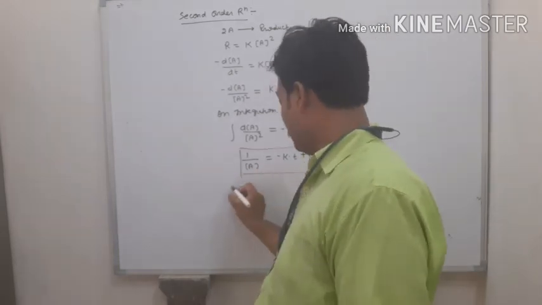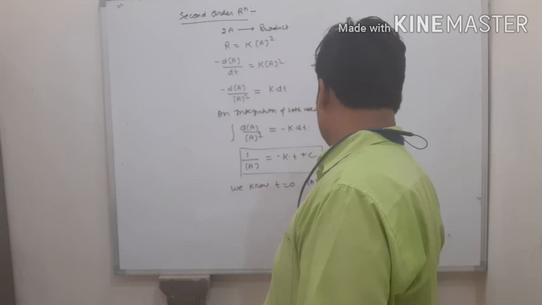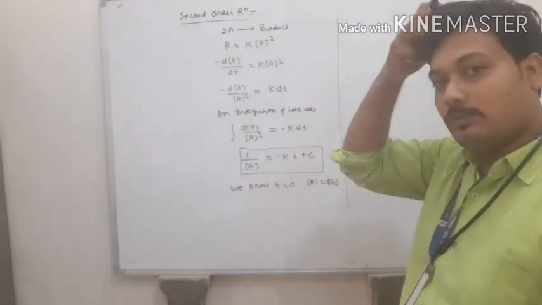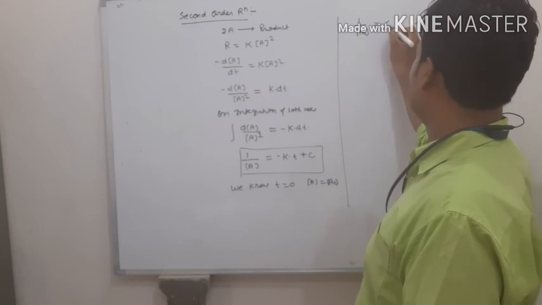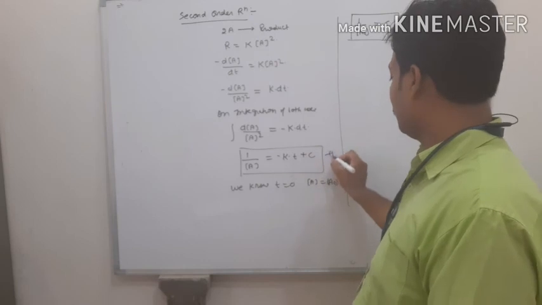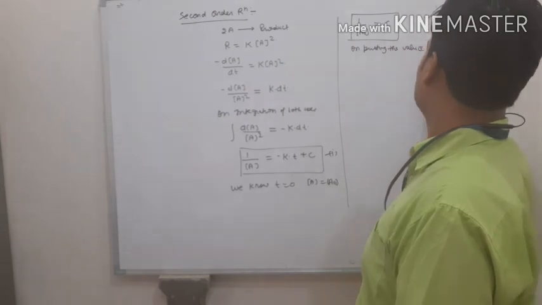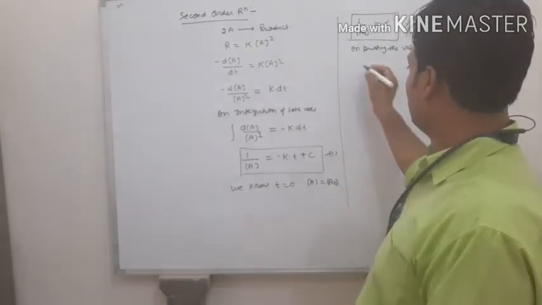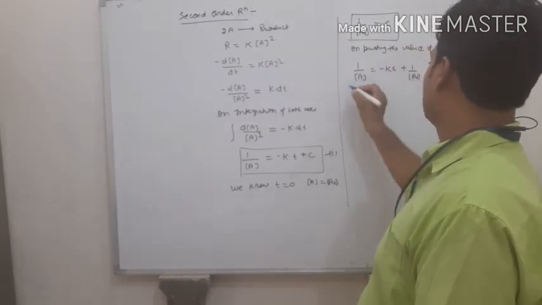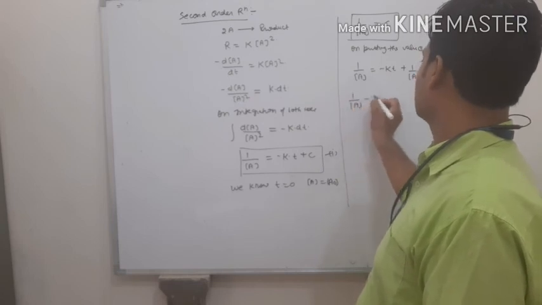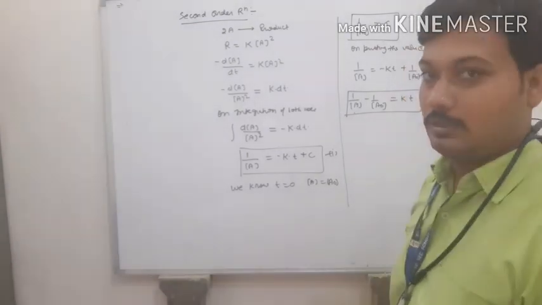So same, we know at t is equal to 0, A is equal to A naught. On putting the value, we will get 1 upon A naught is equal to C. This is equation number first. On putting the value of C in equation first, we will get 1 upon A is equal to kt plus 1 upon A naught. It means that 1 upon A minus 1 upon A naught is equal to k into t. So this is the equation for the second order reaction.